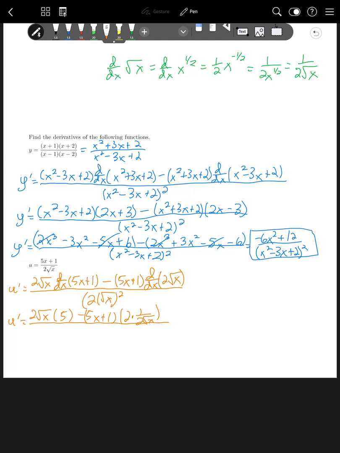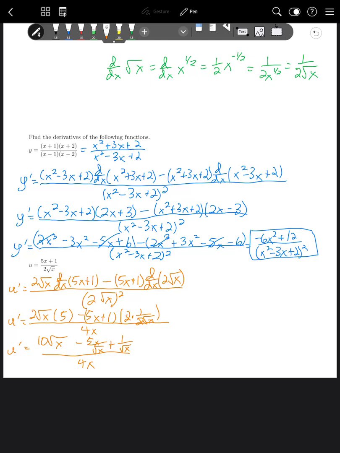All over, and I put the parentheses in the wrong spot right here, so let me fix that real quick. We're squaring the whole bottom, and so we square the whole bottom, and we get 4x. And so now we can do some simplification. So this would be u prime equals 10 square root of x minus, and we can multiply this out if we want, so the 2's cancel. And so this would be 5x over root x plus 1 over root x over 4x. And I think my math lab will accept the answer as currently written.